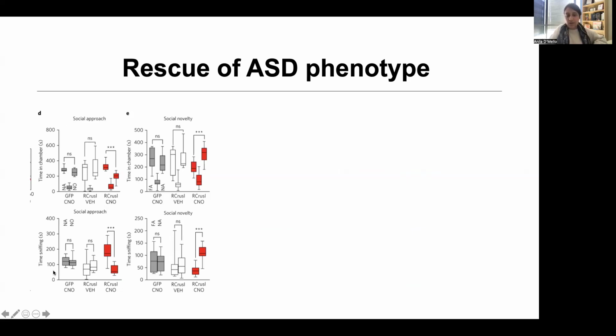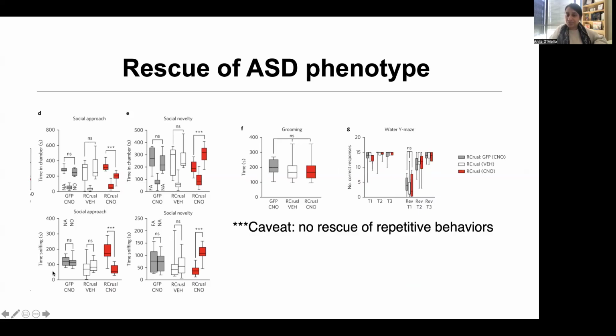You can look at time in chamber, you can look at time sniffing. What's interesting is that you don't get a rescue of every behavior. You get a rescue of this social behavior, but you don't get a rescue of the grooming differences and behavioral inflexibility differences. And so the thought is, like someone mentioned, maybe there are critical periods that close for rescue of some of these behaviors.